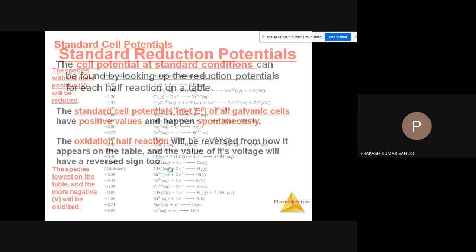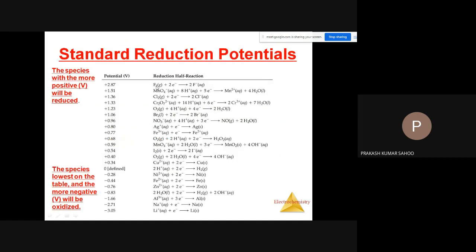Okay, so just see this table. If I say fluorine has the reduction potential of plus 2.87, I can also say fluorine has the oxidation potential of minus 2.87. That means if I change the sign, plus to minus or minus to plus, the reaction also gets reversed. That means fluorine reduction potential is plus 2.87, and fluorine standard oxidation potential will be minus 2.87.